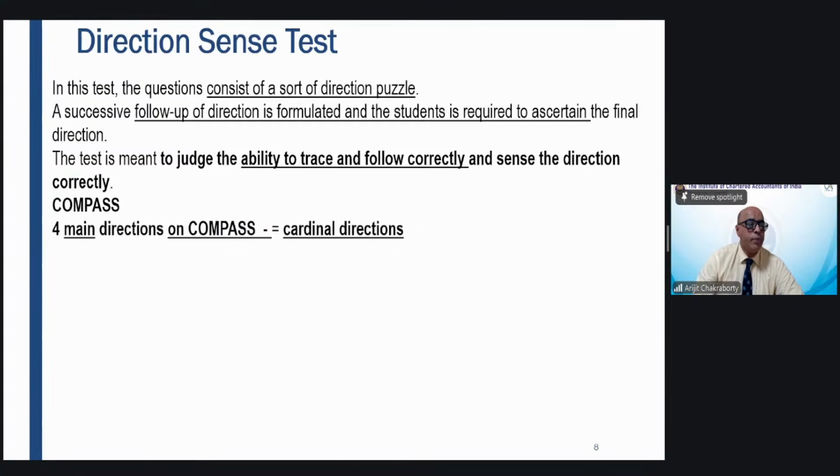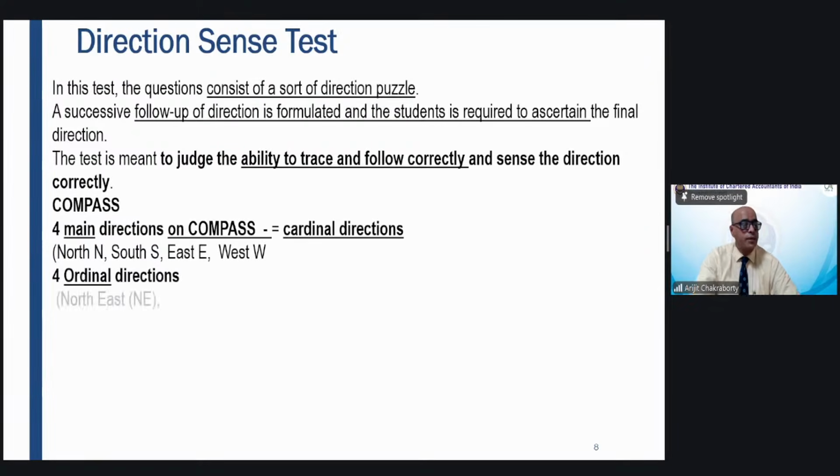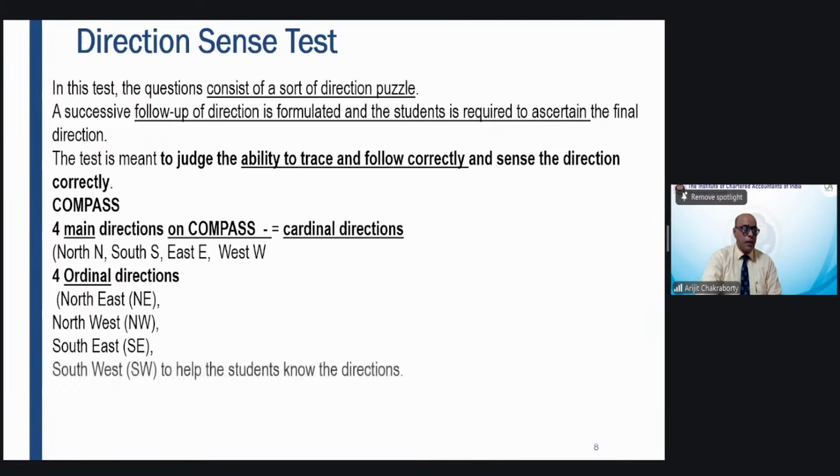So four main directions, right? In the compass, you have the four basic directions which are called cardinal, north, south, west, and east, and then you have, of course, the ordinal directions, northeast, northwest, southeast, and southwest. So ये जो four cardinal directions and the four ordinal directions, इसी पे आधारित है ये सारे questions which are there in exercise number 28.